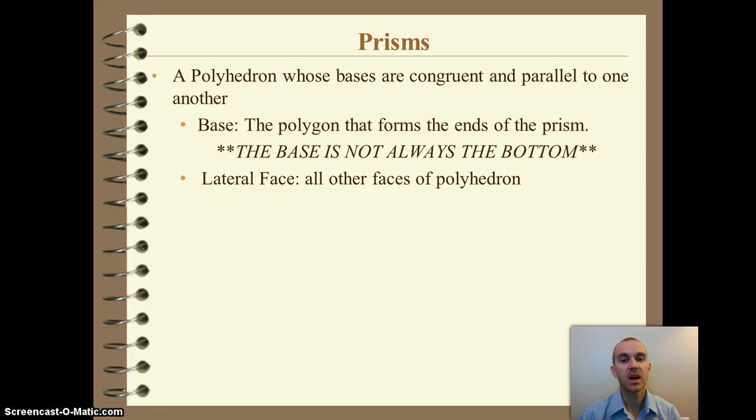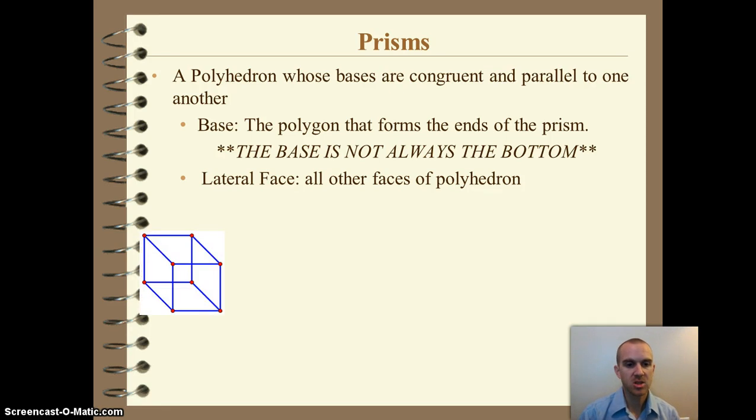Now there's certain types of solids that we should know about, one of them being prisms. And a prism is a polyhedron whose bases are congruent and parallel to one another. Now the base is going to be the polygon that forms the ends of the prism, whereas the lateral faces are all other faces. The base does not have to be the bottom of the shape. The base is just going to be the 2 parallel end pieces of the prism.